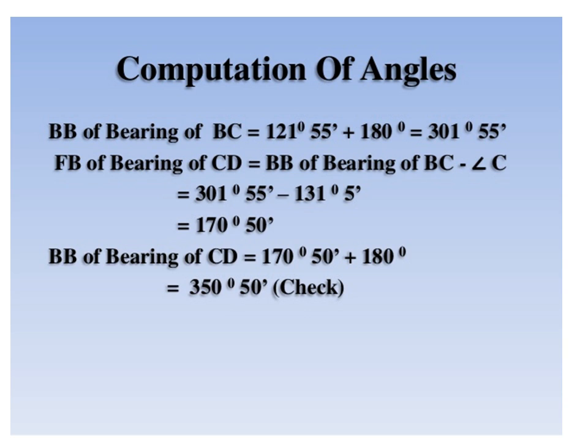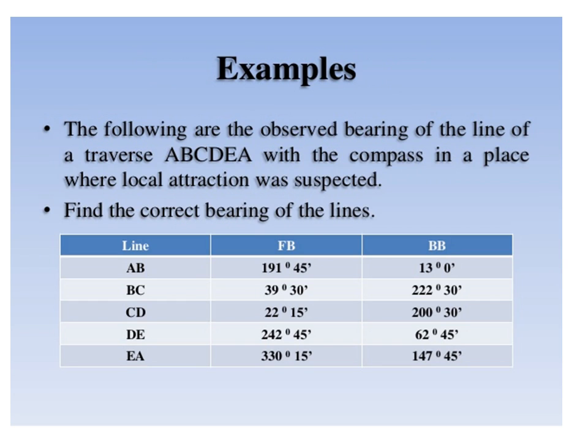Similarly, forward bearing of CD equals back bearing of BC minus angle C, so 301 minus 131, so it is 170 degree 15 minutes. Similarly, back bearing of CD equals 170 degree 15 minutes plus 180 degree, and it is 350 degree 15 minutes. Since this bearing matches with the reading taken from D, therefore we received the check.